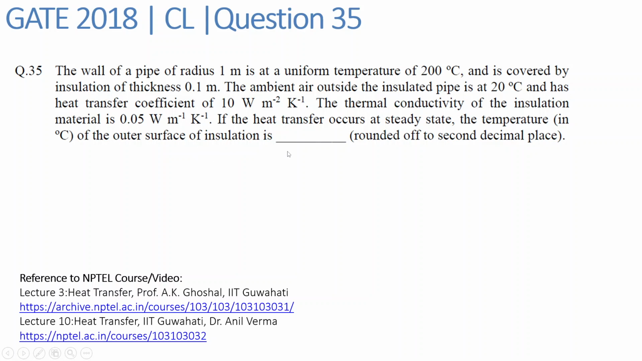In the earlier question, we were given an unsteady state problem, and in this question, we have been given a steady state problem, whereby we have a pipe which has been insulated with a material, and we have to find the temperature at the outer surface of insulation. So let's look at the video solution.